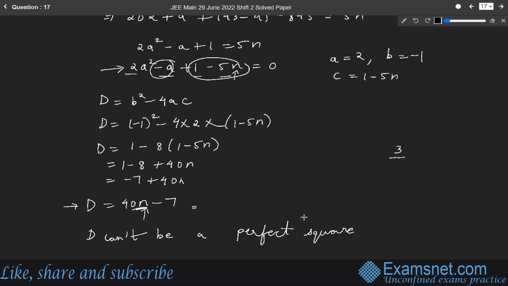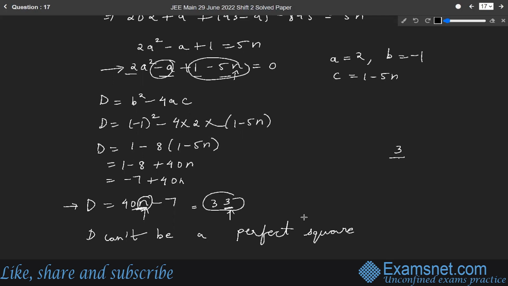I hope the concept is clear to you. Here the value of the discriminant is 40n minus 7. Whenever we keep a value of n, we always get a digit whose unit place will be 3, right? So consider n is equal to 1. So 40 into 1 is 40. 40 minus 7 is 33. You can see that the unit digit is 3, and 33 is not a perfect square. No number with a unit digit 3 is a perfect square.